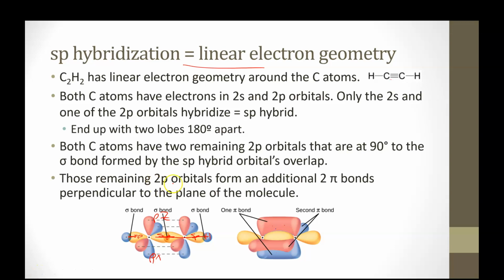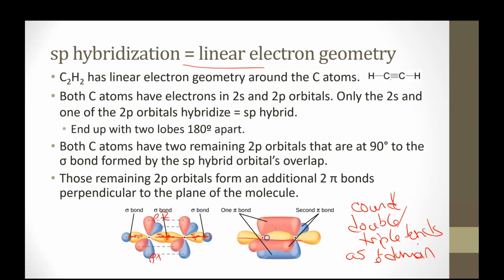So the remaining two p orbitals form two additional pi bonds perpendicular to the plane of the molecule. This is why when I was doing geometry, I said count double and triple bonds as one domain of electrons, or electron domain, because they're outside of the plane. This is linear right here. It's very obvious it's linear.